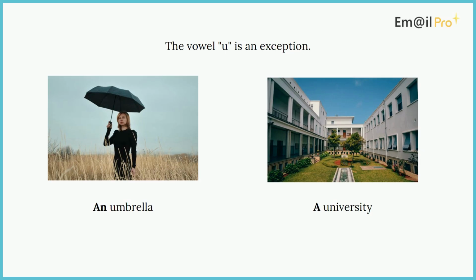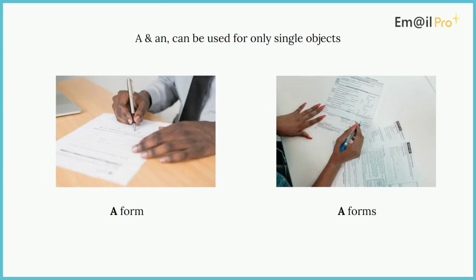For words like uniform or university, it makes a Y sound, which is a consonant sound. So we write a university and not an university. A and an can be used for only single objects. For example, a form or an audit.